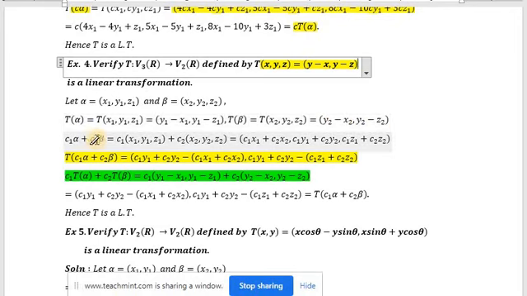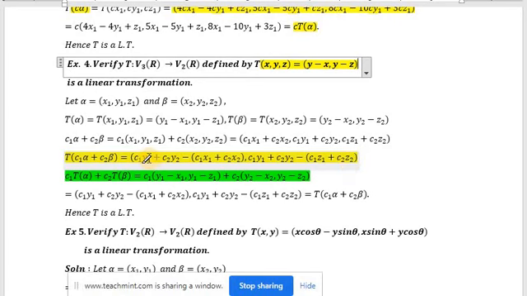Then take C1 alpha plus C2 beta. So C1 of x1 y1 z1 plus C2 of x2 y2 z2. Combine these two. So we get C1 x1 plus C2 x2, comma C1 y1 plus C2 y2, comma C1 z1 plus C2 z2. Now take the transformation of this, T of C1 alpha plus C2 beta, that is nothing but C1 y1 plus C2 y2 minus of C1 x1 plus C2 x2, comma C1 y1 plus C2 y2 minus of C1 z1 plus C2 z2.